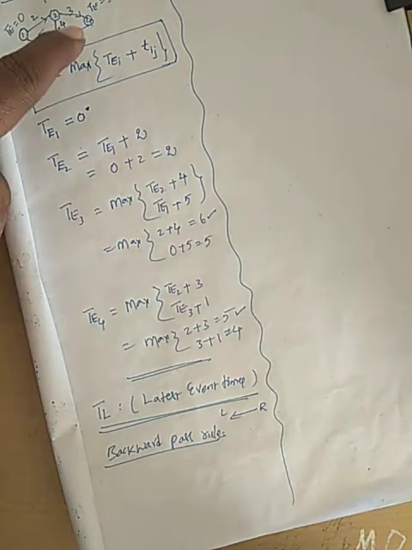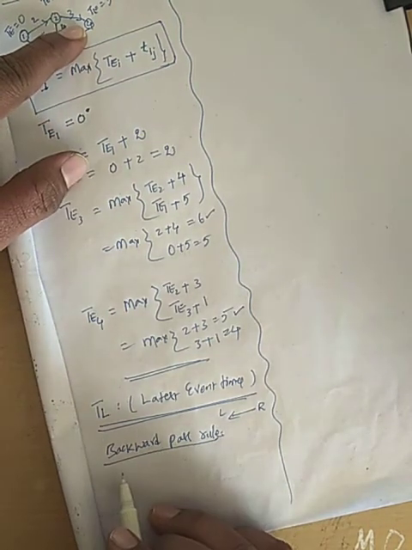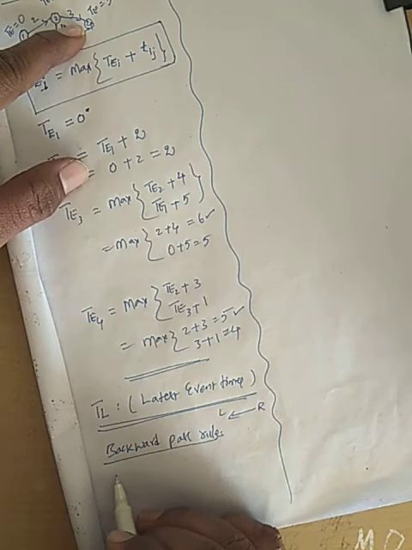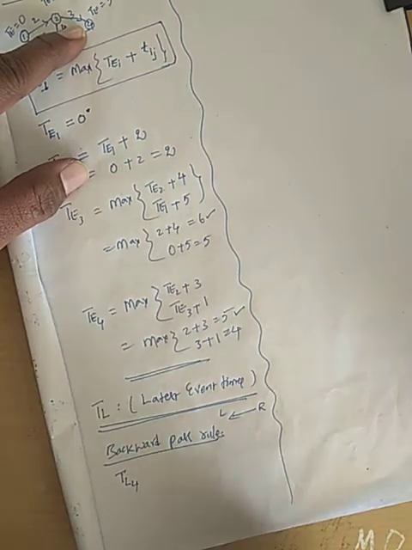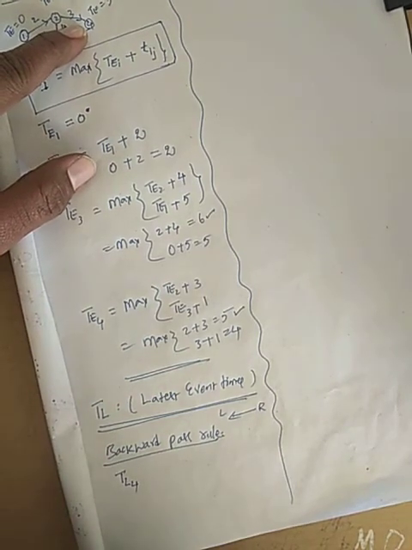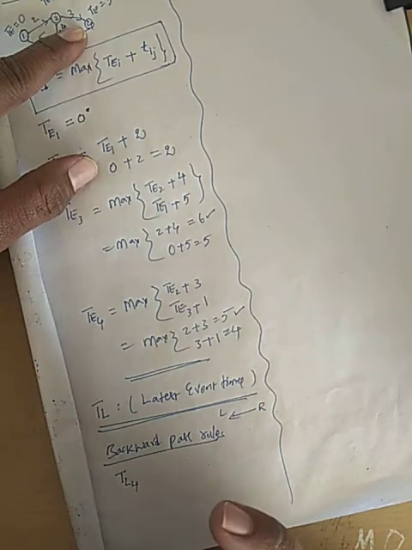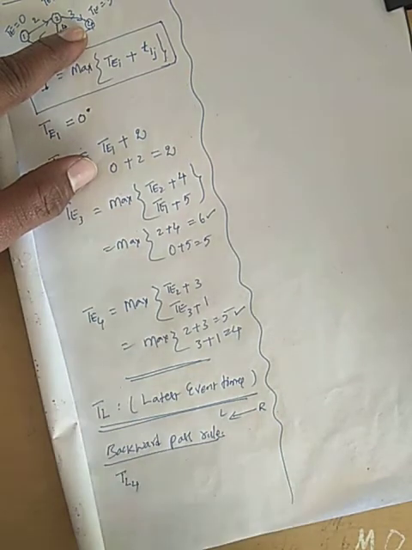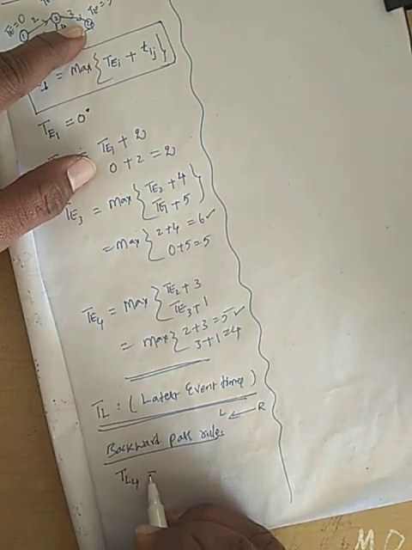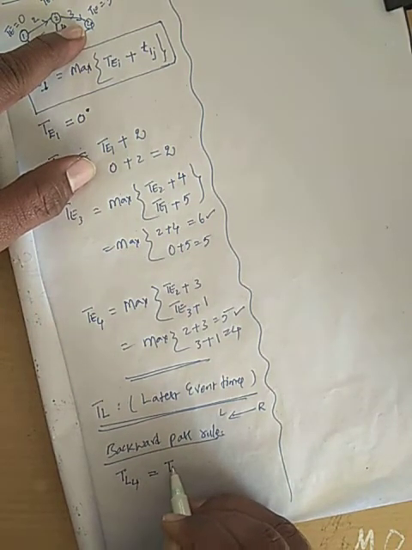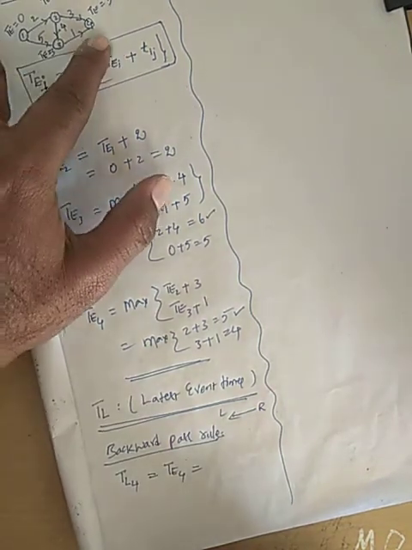Now what is the end event here? 4. So that 4, how do you represent? That is TL4. Just like our TE of the first event, the TL of the last event becomes equal to TE. So TL4 is nothing but TE4. What is TE4? 5.